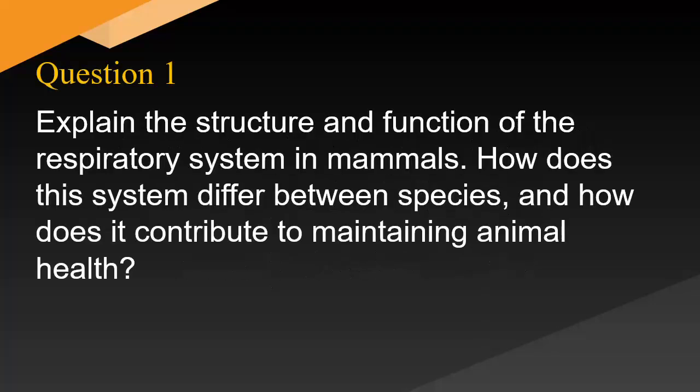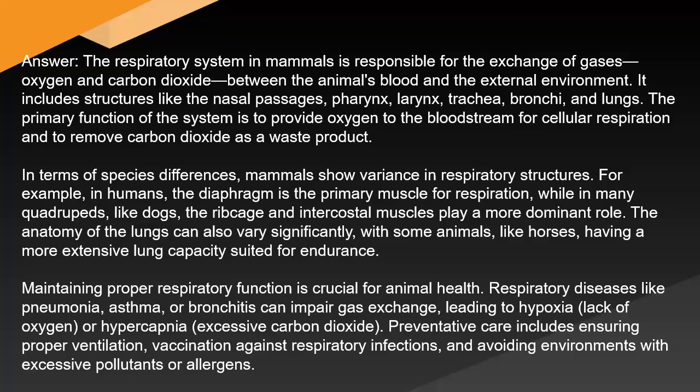Explain the structure and function of the respiratory system in mammals. How does this system differ between species, and how does it contribute to maintaining animal health? Answer: the respiratory system in mammals is responsible for the exchange of gases, oxygen and carbon dioxide, between the animal's blood and the external environment.